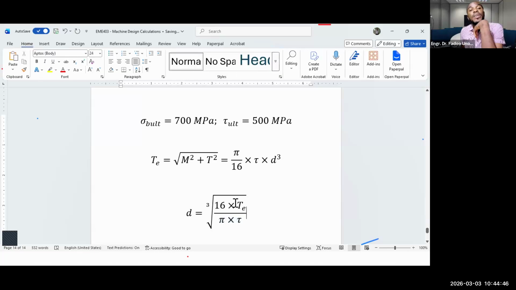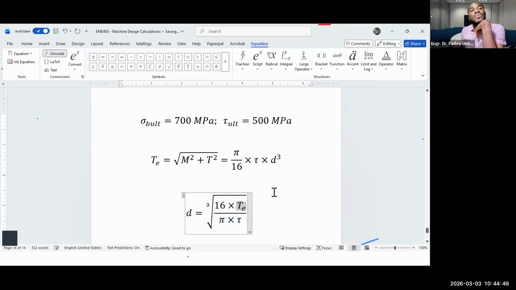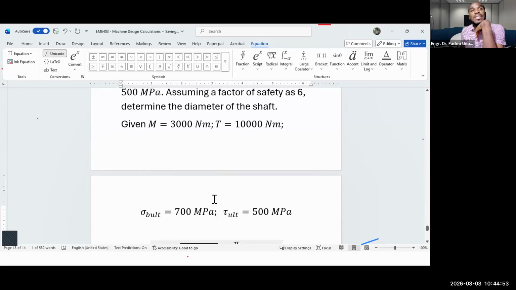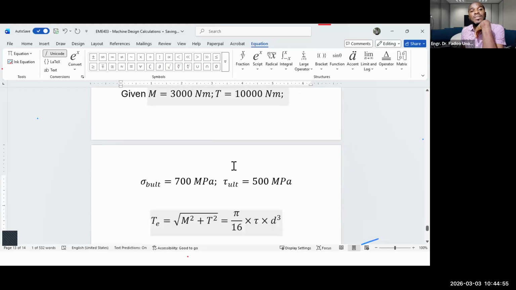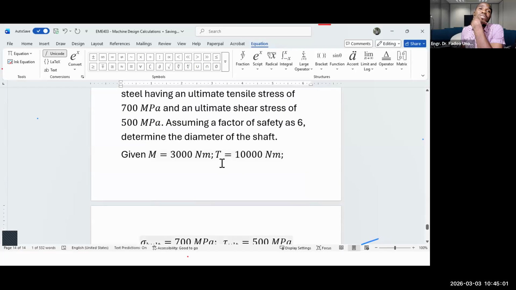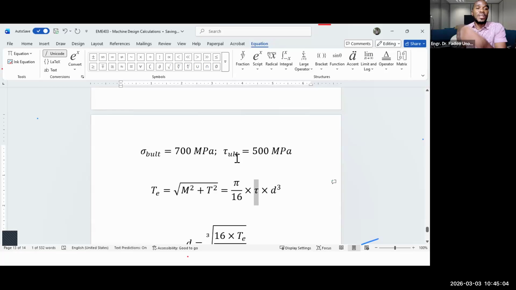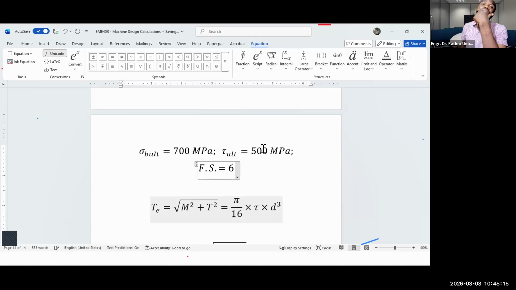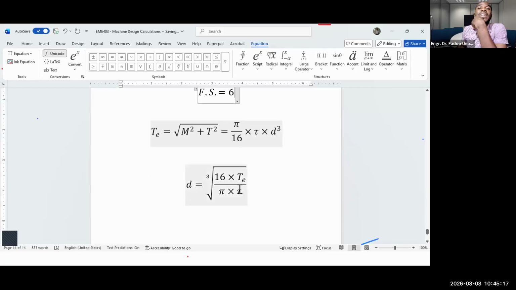Okay, so we check. Do we know TE? We have not been directly given TE, but we know the expression. We can find it. Since we are given M and T, it's easy to find that value, right? Next thing is tau. We are not given tau directly, we are given tau ultimate. I didn't even include my factor of safety. I've also been given a factor of safety of 6, right?